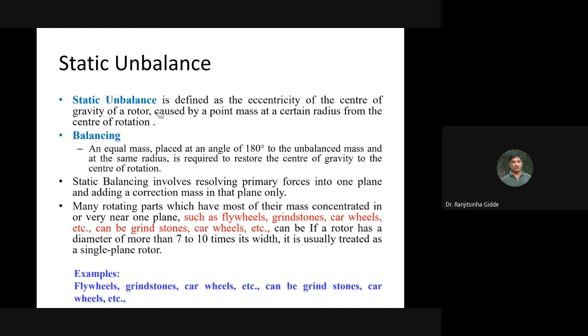So with respect to this, static unbalance is defined as the eccentricity of the center of gravity of the rotor caused by a point mass at a certain radius from the center of rotation. So this one is the disc, this is the center of rotation, and this one is the CG.